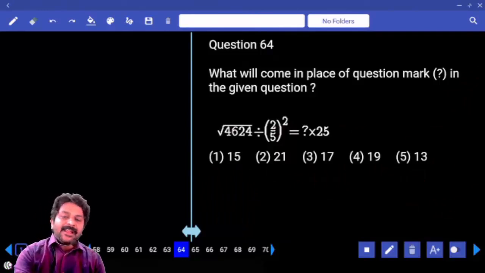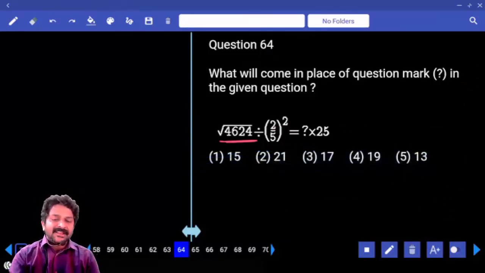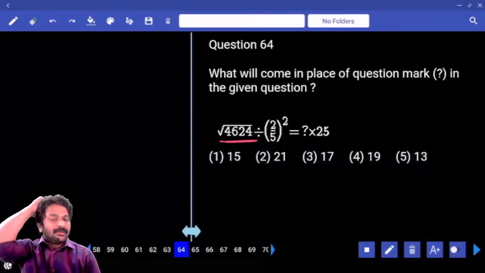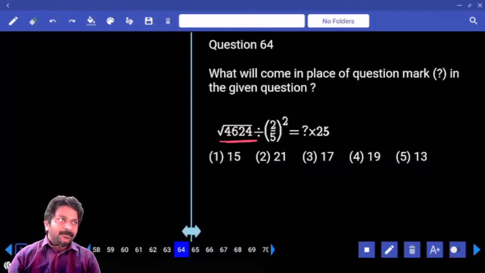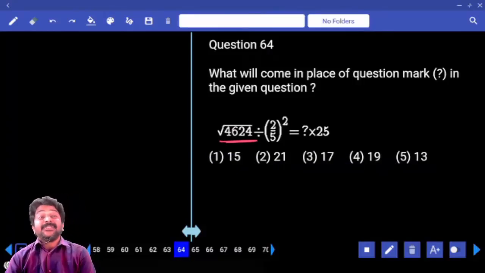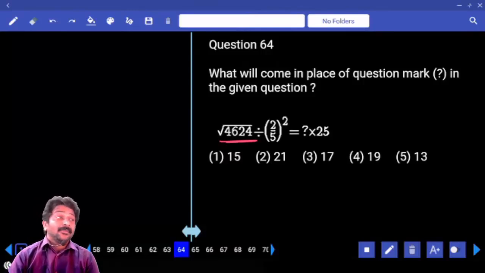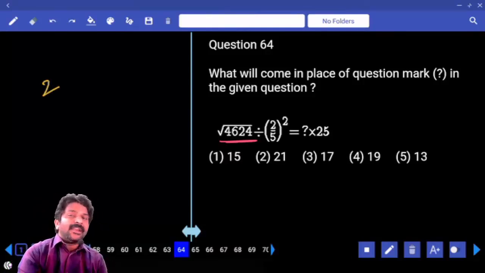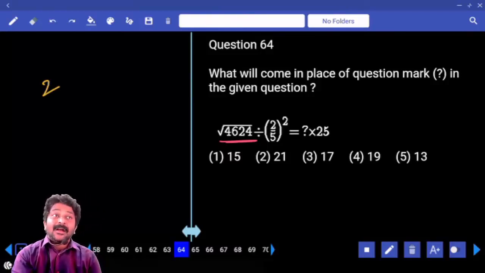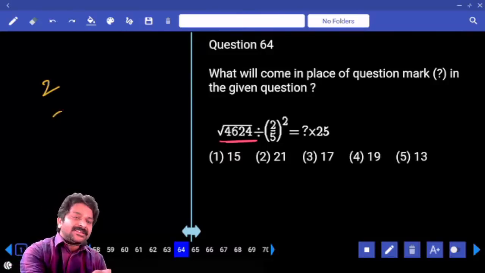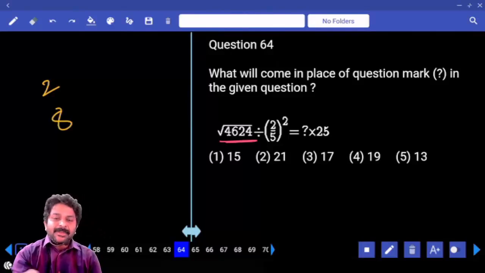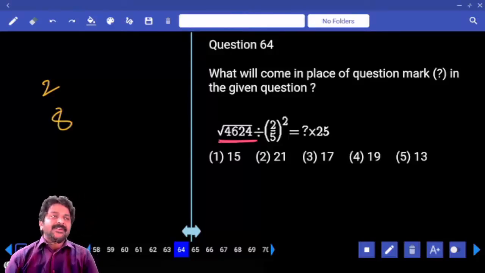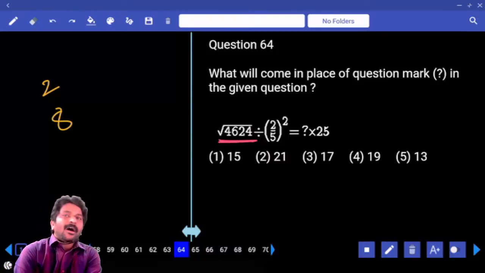So right, left hand side, there is a number under root. That number ends with 4. Which square ends with 4? 2 square ends with 4 only, and 8 square also ends with 4. That means under root 4624 must end with either 2 or 8.